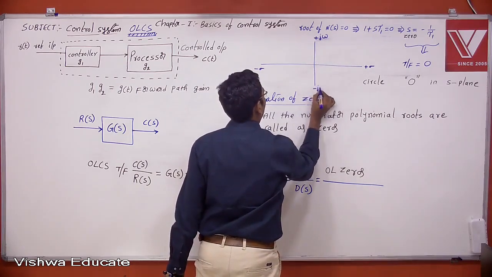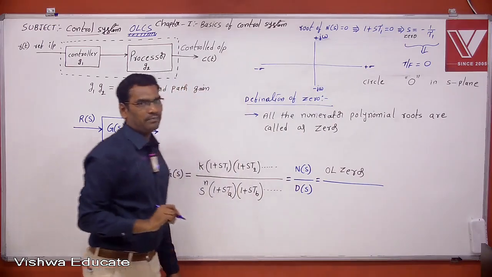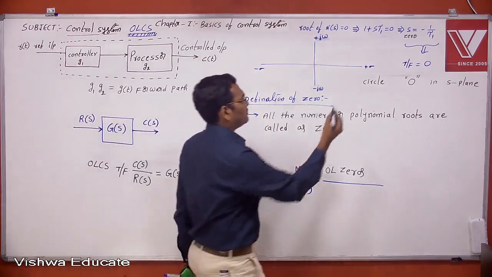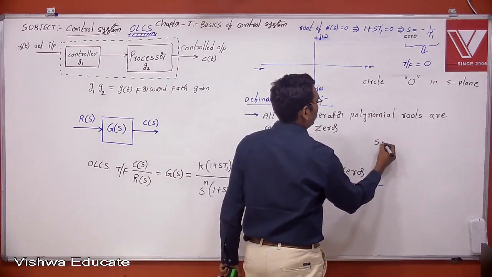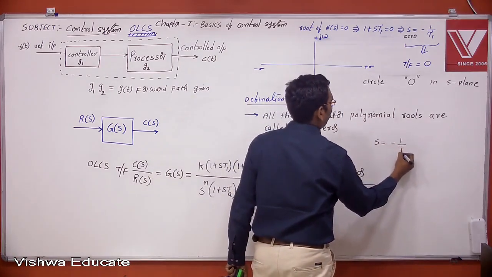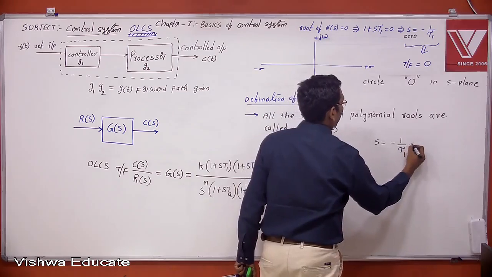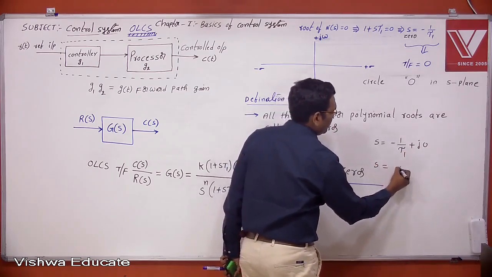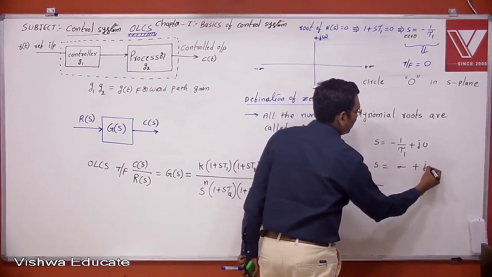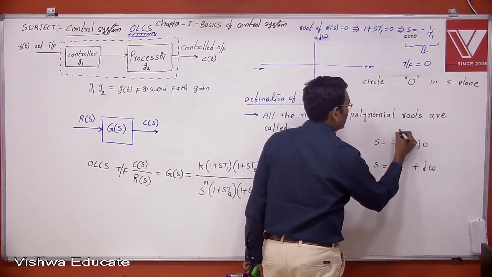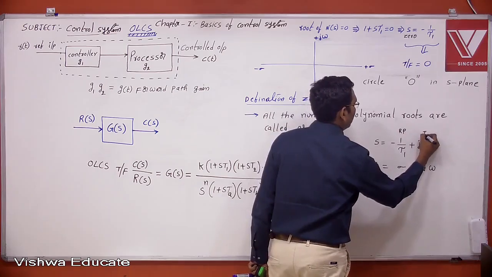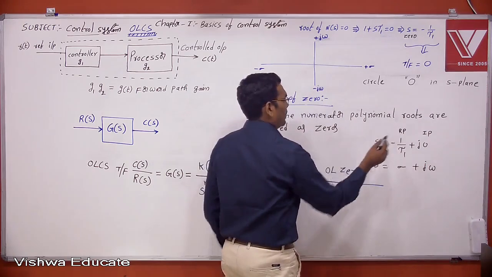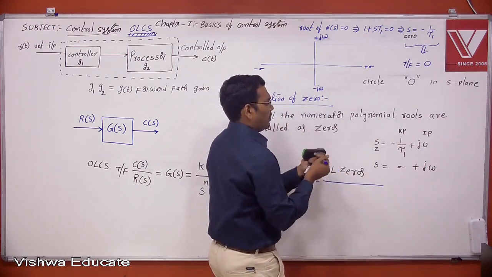First of all, I am giving the S-plane. Now what is your root? Your root is nothing but S equal to minus 1 by tau 1 plus j into 0. Why? Because what is S? S equal to sigma plus j omega. This is the real part, this is the imaginary part.